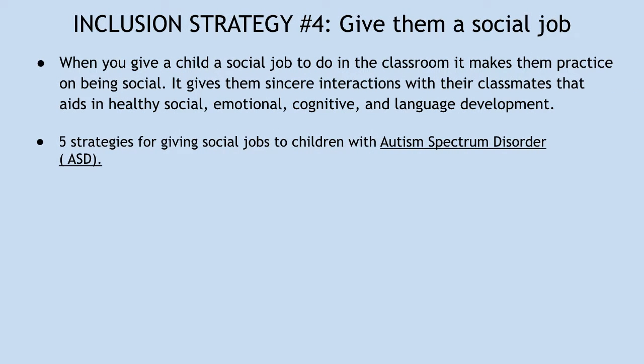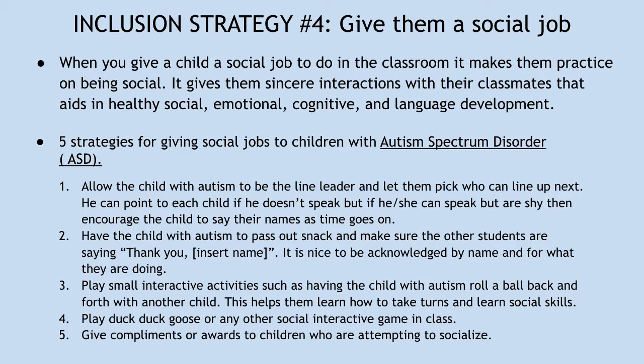So, the fourth strategy would be give them a social job. When you give a child a social job, it makes them practice on being social. It gives them the sincere interactions with their classmates that aids in healthy social, emotional, cognitive, and language development. And here are 5 strategies for giving social jobs to children with autism spectrum disorder. So allow the children with autism to be the line leader and let them pick who can line up next.